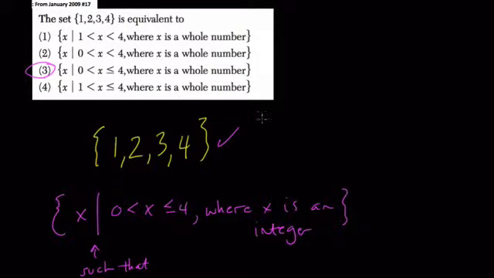Well, less than or equal to 4, 4 is included, check. 3 is included, 2, and 1, and nothing below 1 because x has to be greater than 0. The first integer greater than 0 is 1. So here the choice is 3.